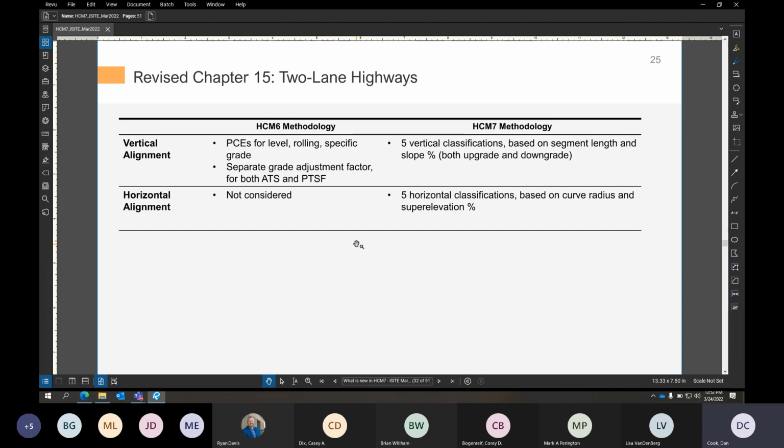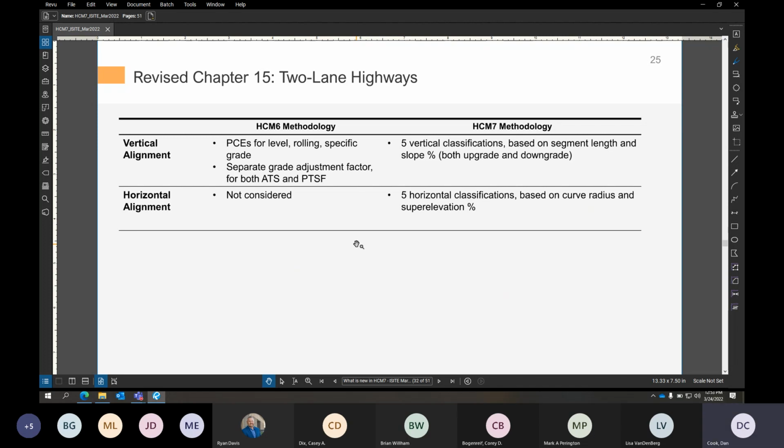There was an adjustment factor in the old methodology. And when I say old methodology, I'm talking about HCM6, but the two-lane highways methodology has been around for a long time. It wasn't just came out in 2016. It's been around for a long time. I can't tell you when, but I'm pretty sure it was the 80s or 90s.